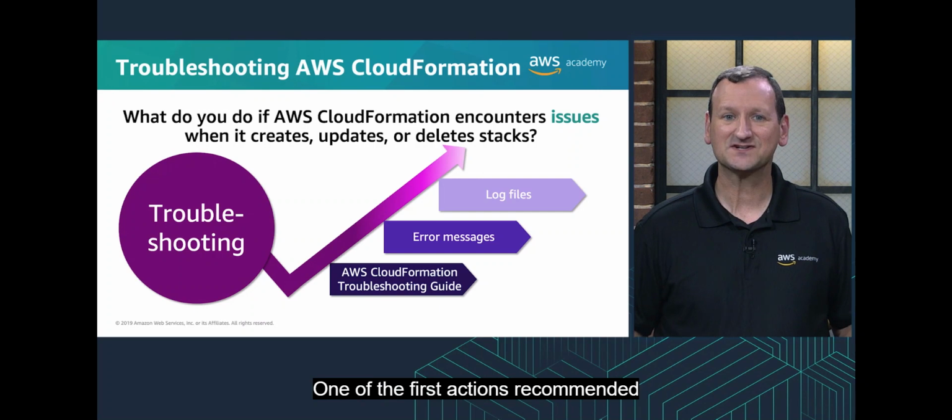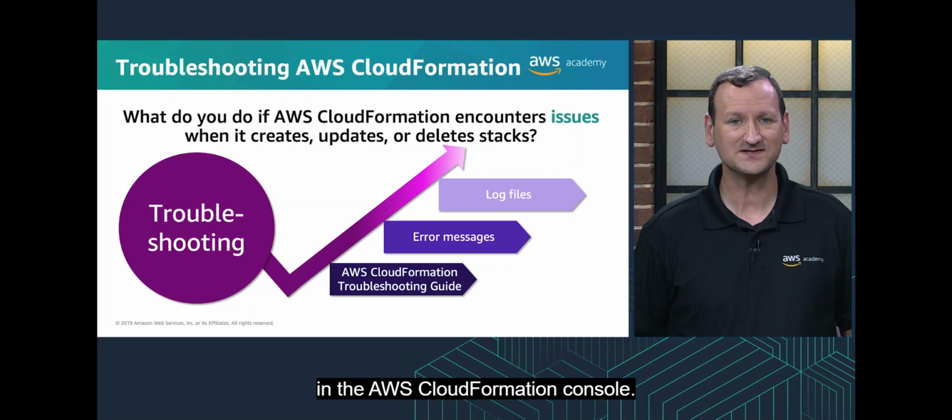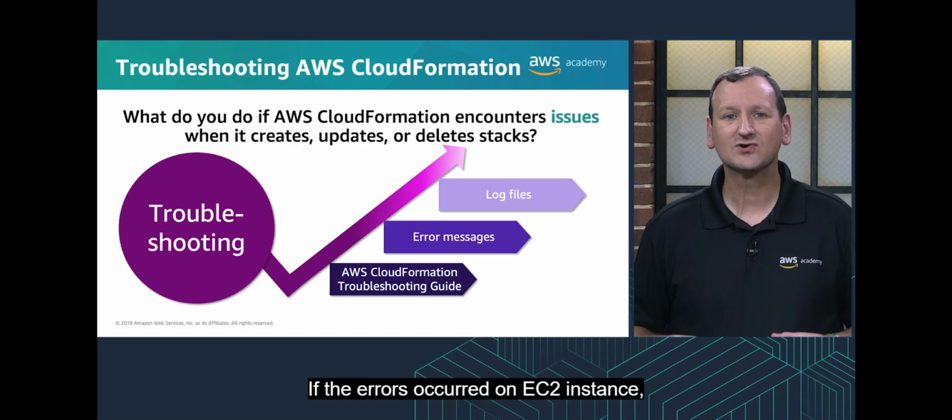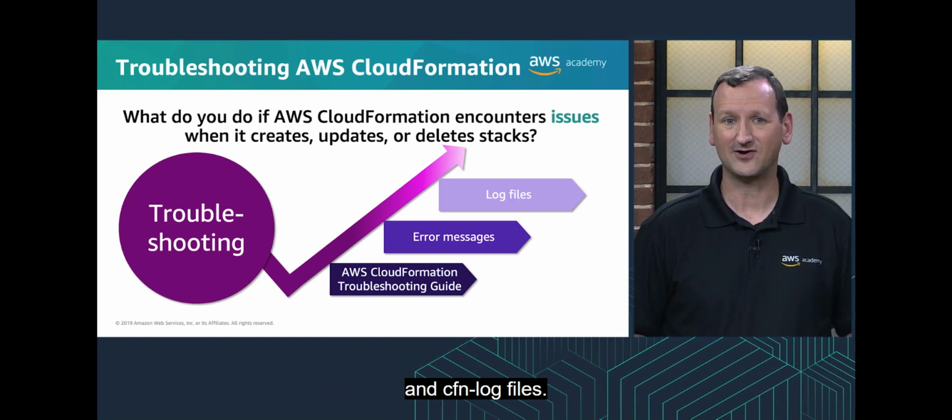One of the first actions recommended by the Troubleshooting Guide is to look for error messages in the AWS CloudFormation console. If the errors occurred on an EC2 instance, you can log into that instance and examine the cloud init and CFN log files.